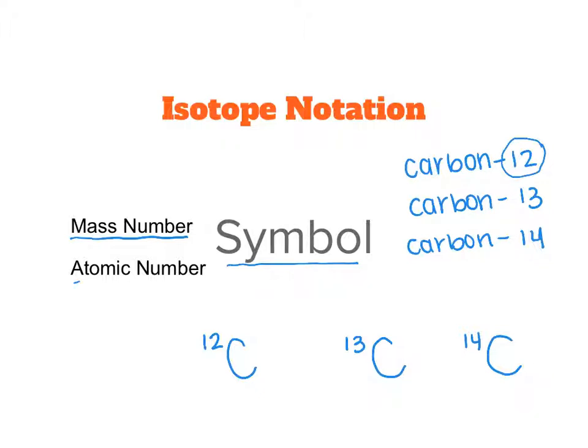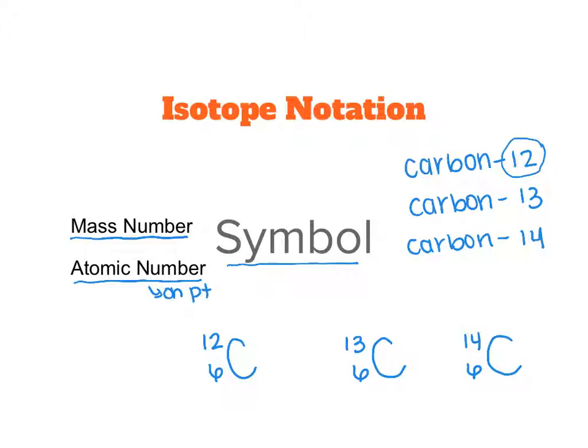And then the bottom number is the atomic number. The atomic number is on the periodic table. I'm going to say PT, periodic table. And it's the same for each one. So our bottom number goes as a subscript before the symbol. And for each of these carbons, it's 6. I'm just pulling that information from our notes.